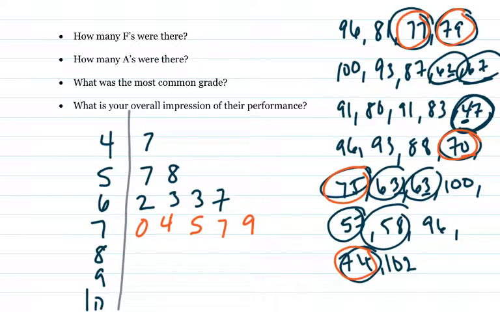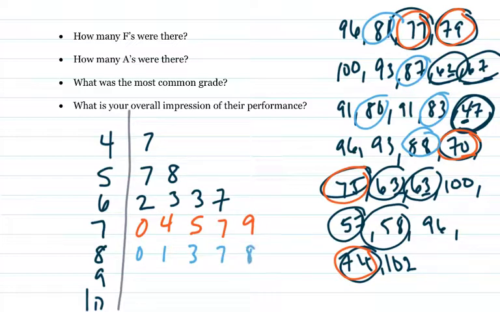Okay, let's do the same thing with our 8 stems. So anything in the 80s we would use. So 81, 87, 80, 83, 88. That's all of them. So in order from least to greatest, we have 0, 1, 3, 7, and 8.